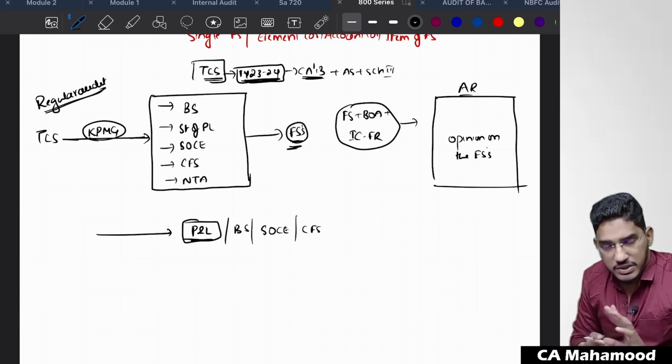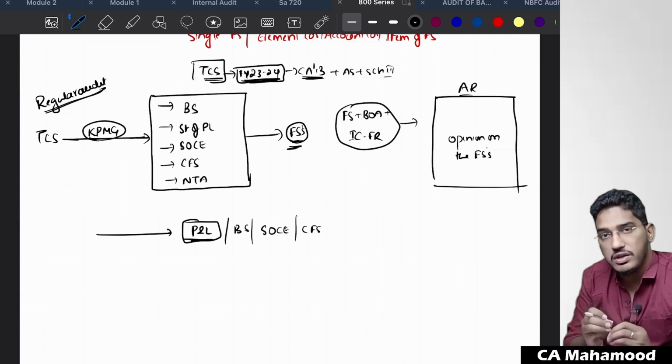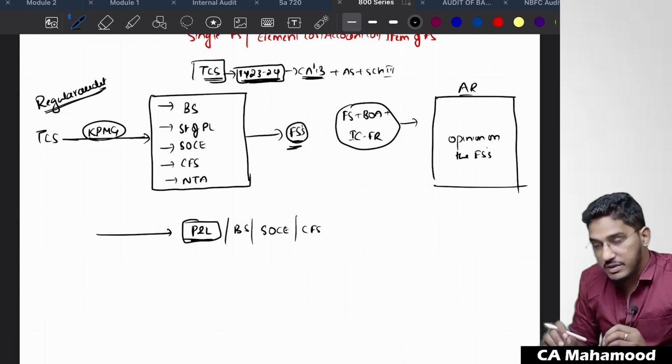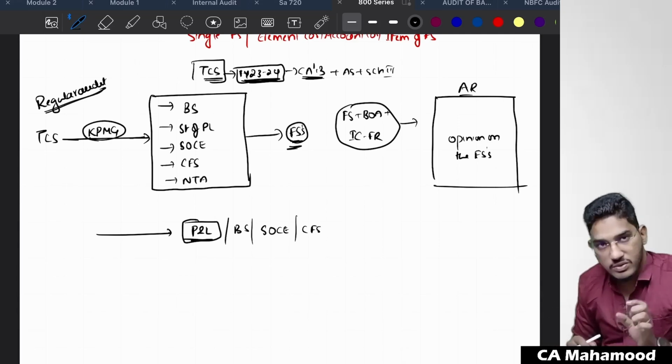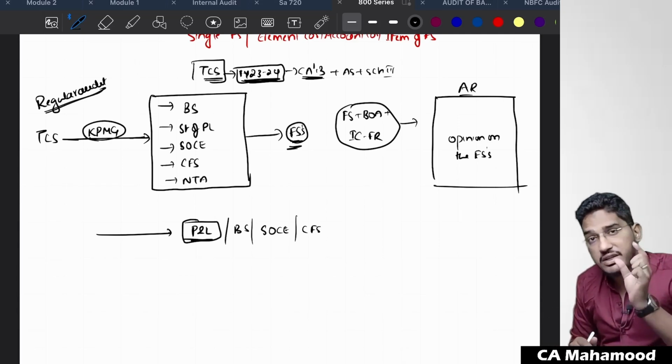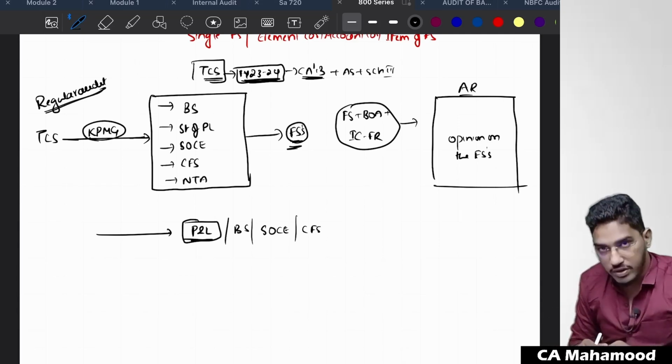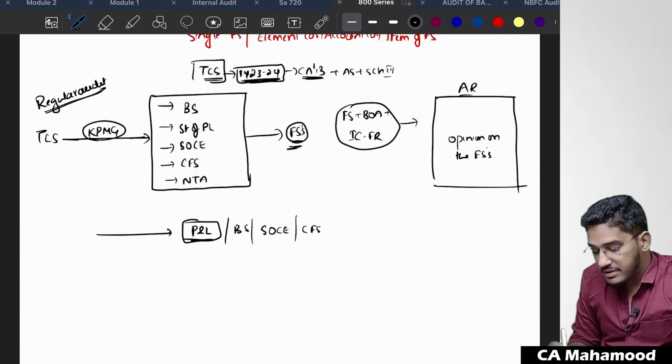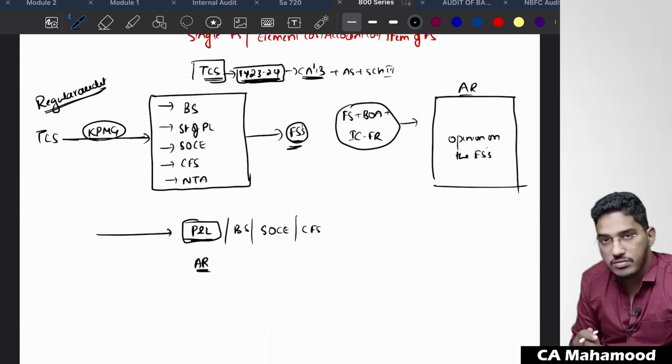They don't want a complete audit of the financial statements. They want only one single financial statement to get audited. Or sometimes not even a single financial statement, they just want one specific item of the financial statements to get audited. Might be TCS is asking someone to come and audit only accounts receivable, only trade receivables and the respective provision for bad and doubtful debts. They want you to do the audit.